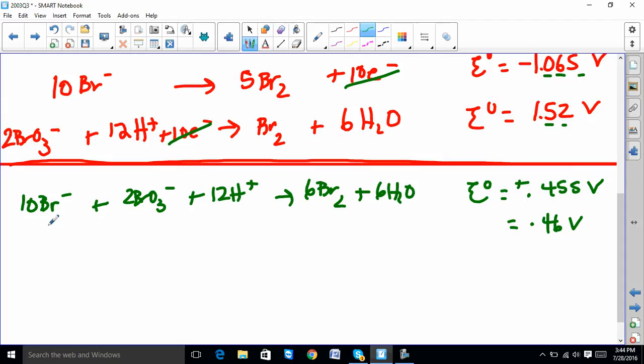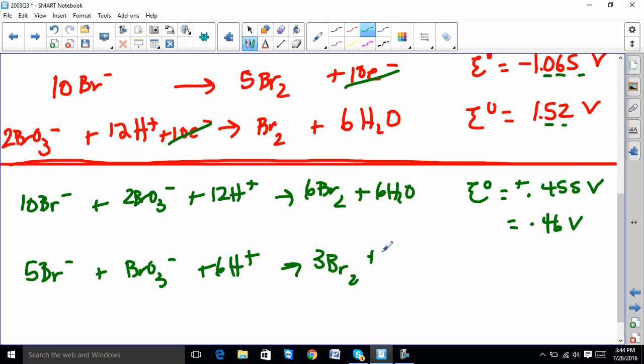Now, one would say that this is twice as big as it should be. So if we divide everything by 2, we get 5Br minus plus 1BrO3 minus plus 6H plus goes to 3Br2 plus 3H2O. But remember, when you multiply or divide, it doesn't affect the cell voltage, because this only occurs on the surface of the metal. It's where the liquid in the battery touches the electrode. So the mass of the electron has no part. So this is the answer for D.